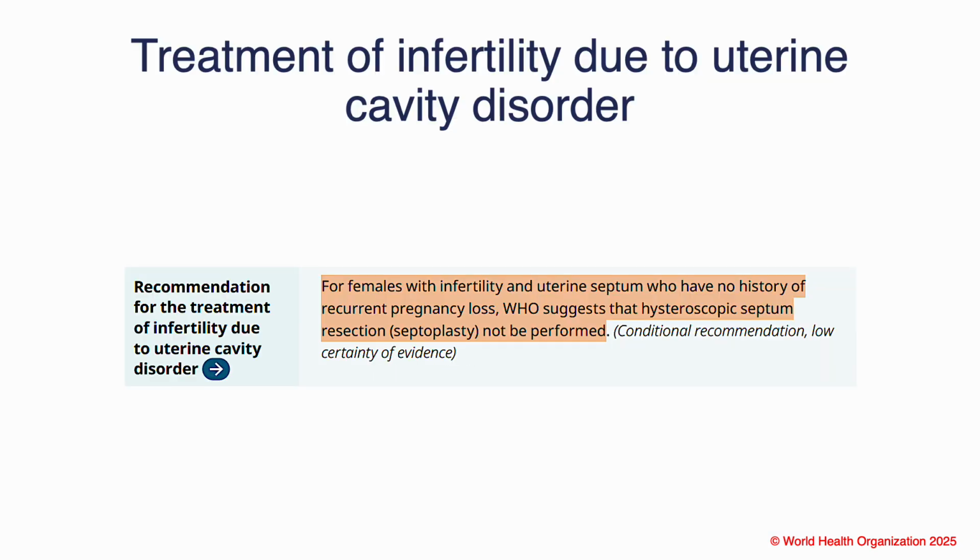Treatment of infertility due to uterine cavity disorder. This is very important. For females with infertility and uterine septum who have no history of recurrent pregnancy loss, WHO suggests that hysteroscopic septal resection, that is septoplasty, not be performed. Just on the mere presence of infertility, septoplasty should not be done.